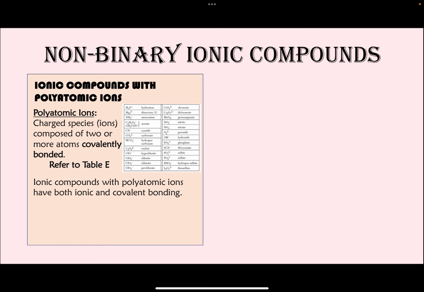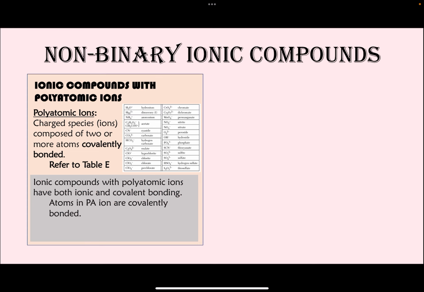They are given to you in table E. So please make sure you know where to find them. And then a very important thing to remember is that if we are looking at ionic compounds that have polyatomic ions, then those compounds basically have both types of bonding. They have ionic bonding and they have covalent bonding.